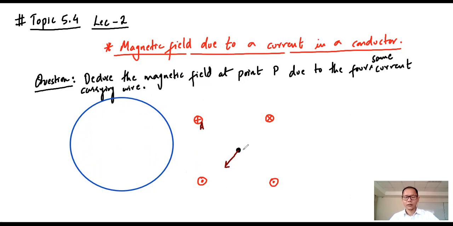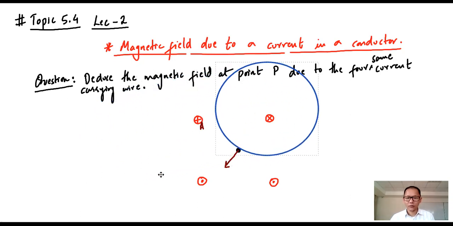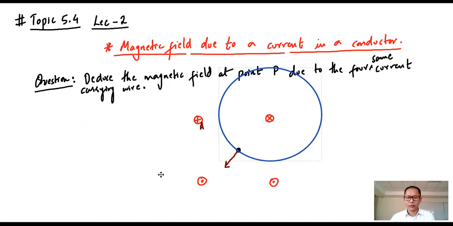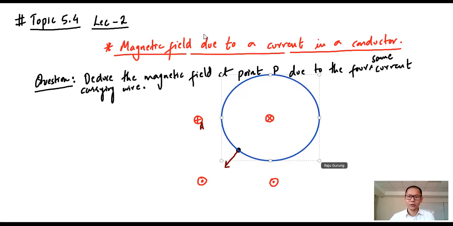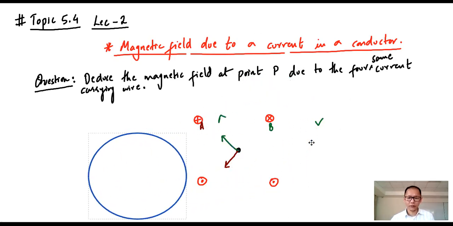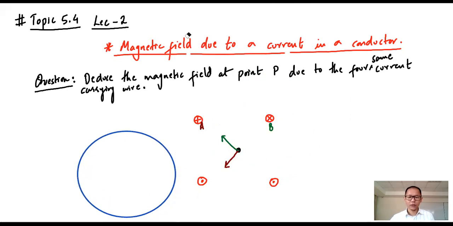It's color coded, so I think it's okay. Now let's move to the second wire. Again, the magnetic field is still circular and clockwise, but the direction at P is different in this case. So due to B, the magnetic field is here, because the direction is clockwise. So the magnetic field's direction is this. That's due to B. Let me erase this one.